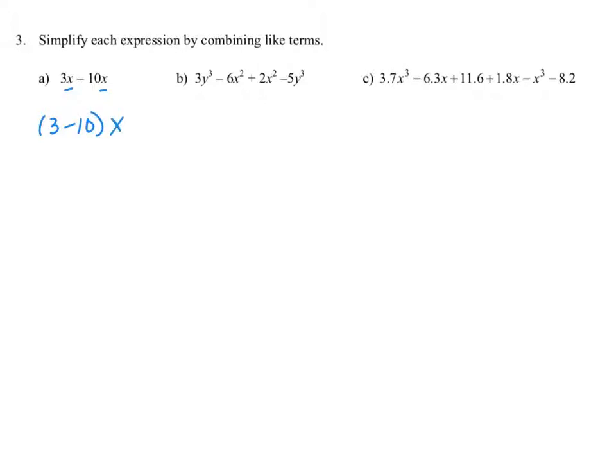So this is going to be the same thing as 3 minus 10 x. By 3, I have 3x and I take away 10x. The result is negative 7x. So we have simplified that expression by combining the like terms. We'll continue combining like terms in the second example.